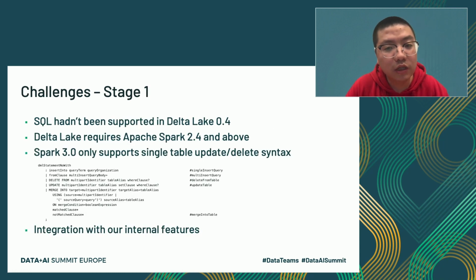So let's go back to stage 1. The challenge at that time was that Delta Lake 0.4 didn't support SQL. And Delta Lake required Apache Spark 2.4 and above, but our version is 2.3. And even though Spark 3 supported the update and delete syntax, it only supported single table updates, but we need very complex update and delete. And we have many internal features and internal optimizations. We also need to integrate these features with each other.